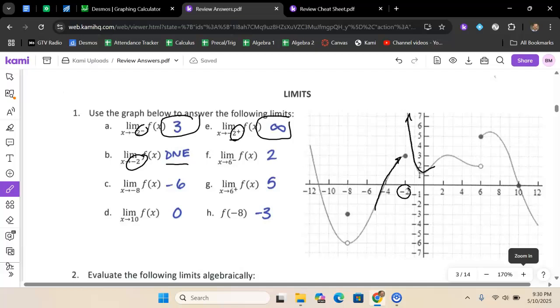Okay, so the next one is 6. 6 from the left would be 2. 6 from the right is 5. If I asked the general limit as x approaches 6, that also would not exist because those are not the same.